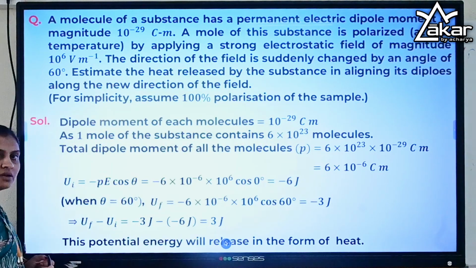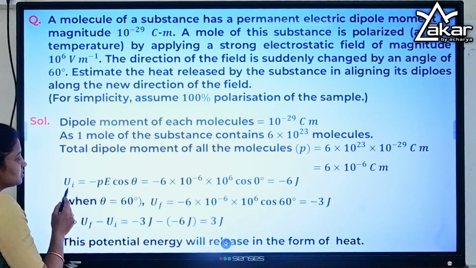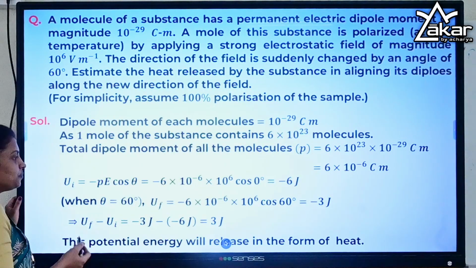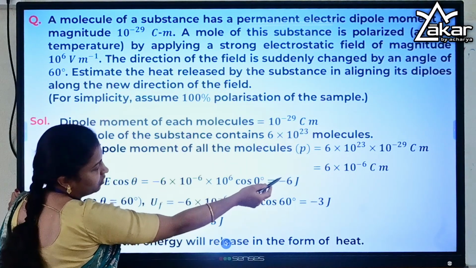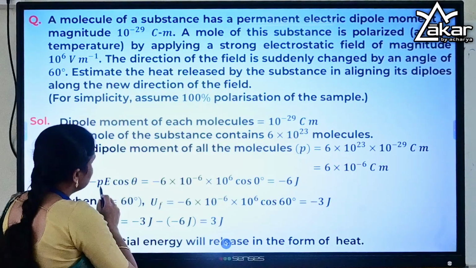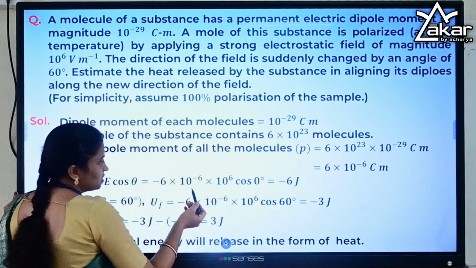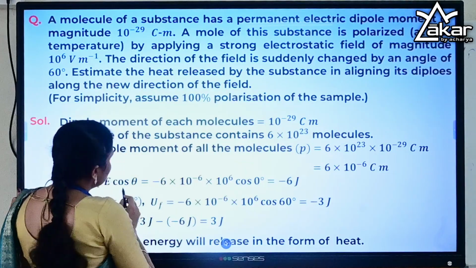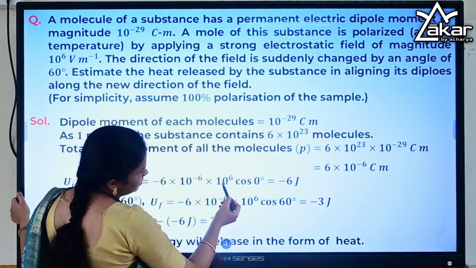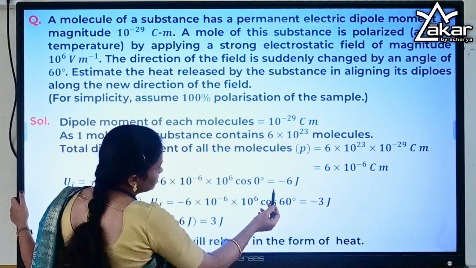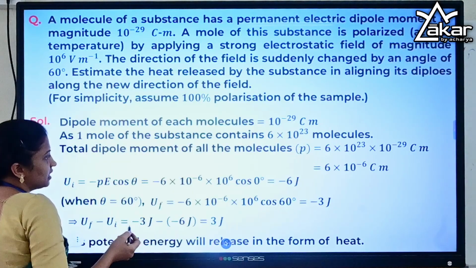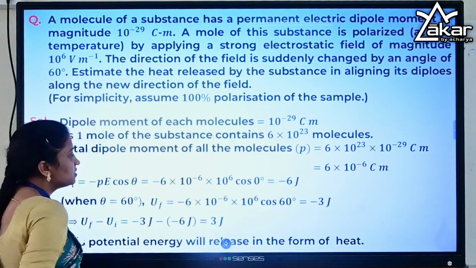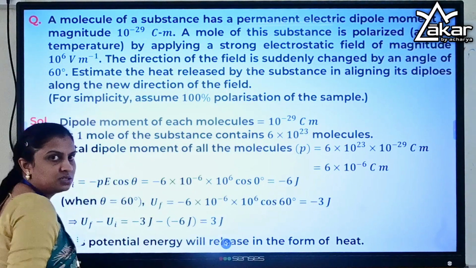So now we know the formula of potential when an external field is applied on a dipole. That is U is equal to minus PE cos theta. So Ui is equal to minus PE cos theta. Now we found the P value, 6 into 10 power minus 6. So 6 into 10 power minus 6 into, cos theta they have given 0. In the question they have given cos 0. So cos 0 is 1, we know that. So 10 power minus 6 and 10 power plus 6 get cancelled. Then it becomes 1. So then Ui is minus 6 joules.